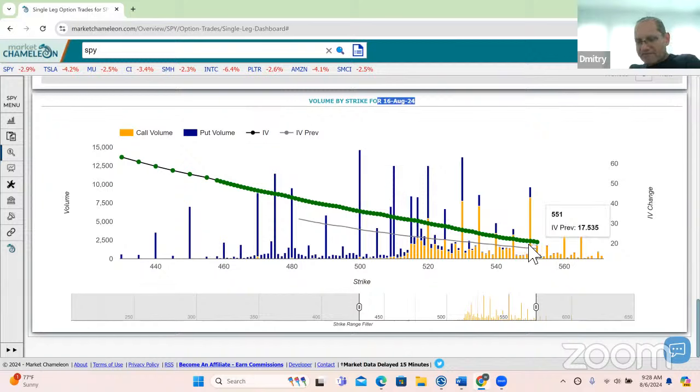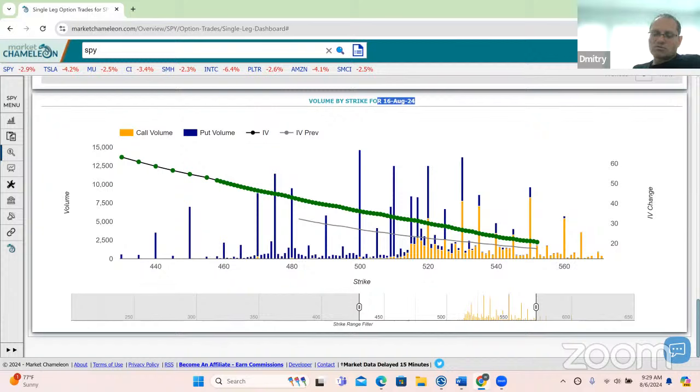Then we have these other lines, right? These lines represent the implied volatility of those options. This solid gray line here shows the implied volatility of these strikes the day before. So we see that the day before, the implied volatility to the downside is moving higher. The implied volatility to the upside strikes is moving lower.